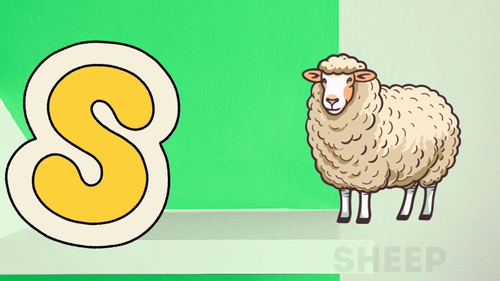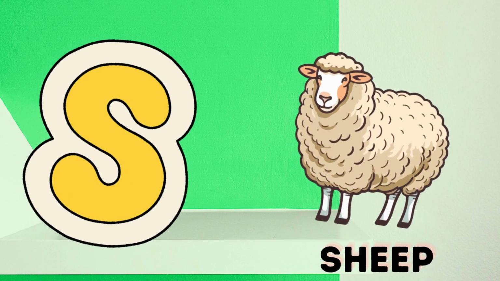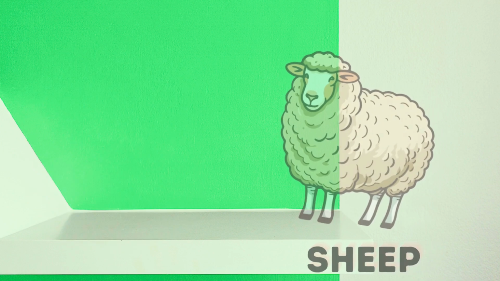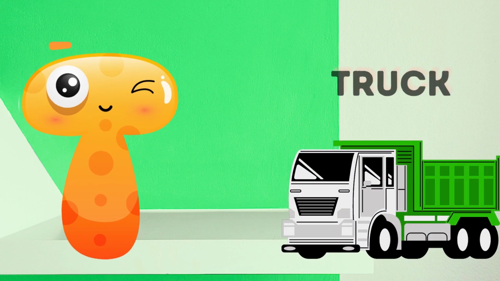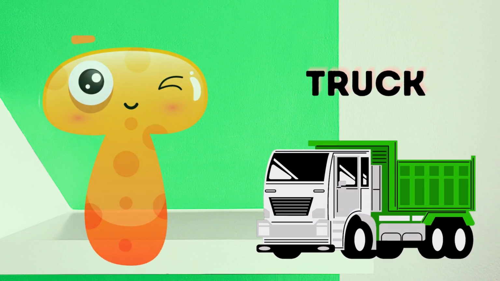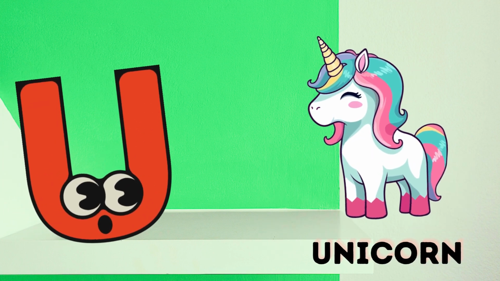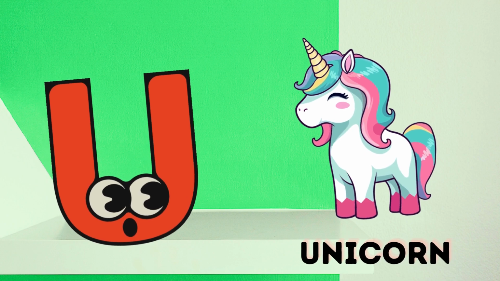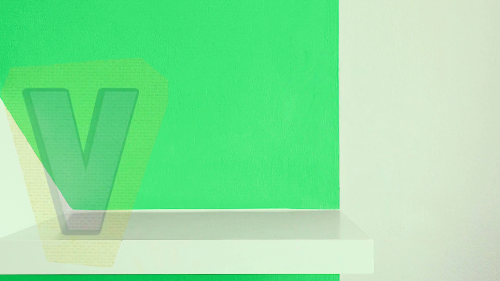S. S for sheep. It is a sheep. T. T for truck. It is a truck. U. U for unicorn. It is an unicorn.